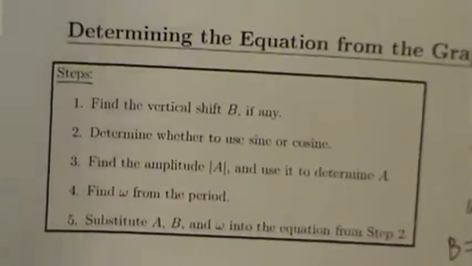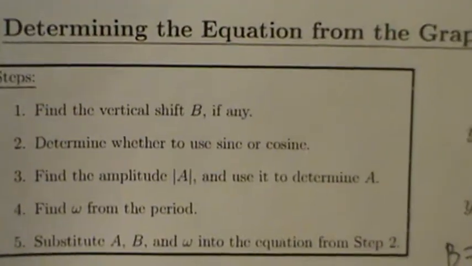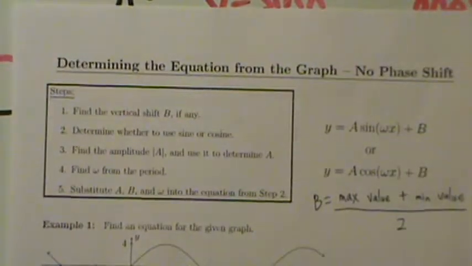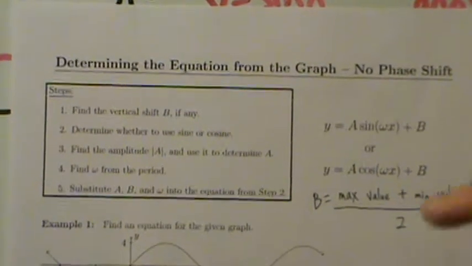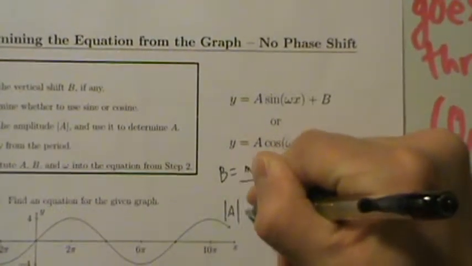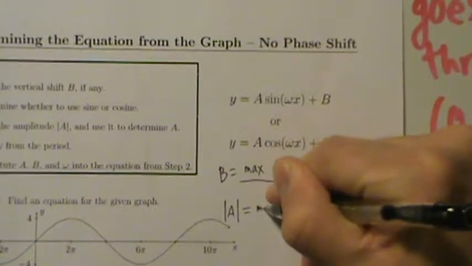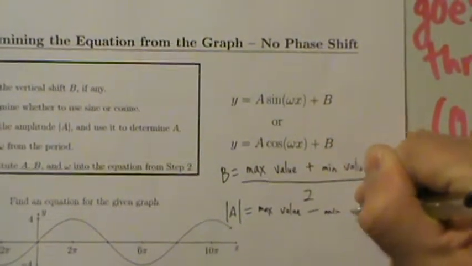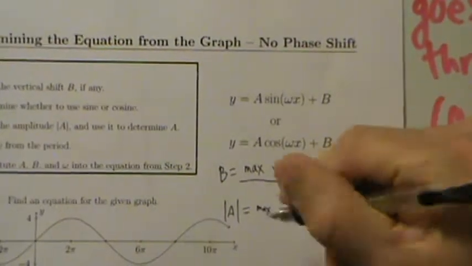Okay, step 3, find the amplitude, absolute value of a, and use it to determine a. Remember we talked about that in an earlier video. Here, absolute value of a equals max value minus min value, all divided by 2.